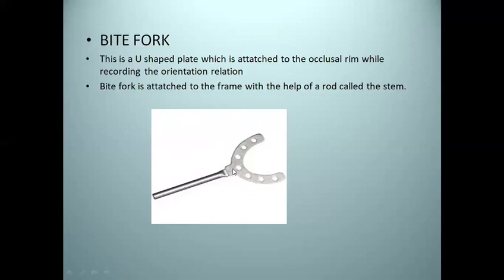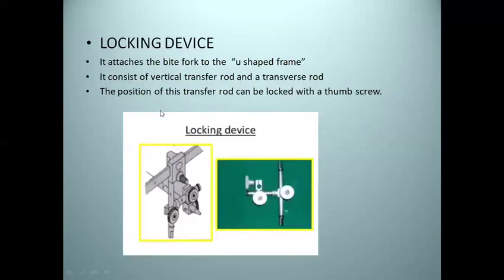Now next is the locking device. It attaches the bite fork to the U-shaped frame. It consists of two rods. One is the vertical transfer rod and one is the transverse rod. The position of this transverse rod can be locked with the help of a thumb screw. So here, as we can see, there are three screws. These three screws help in locking these transfer rods.